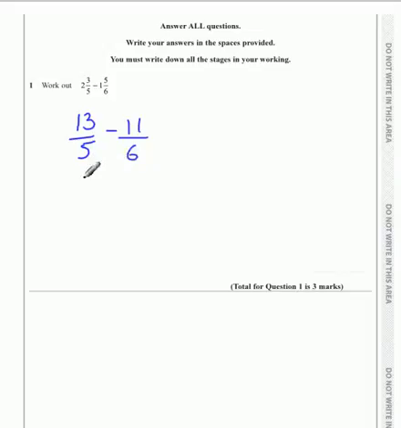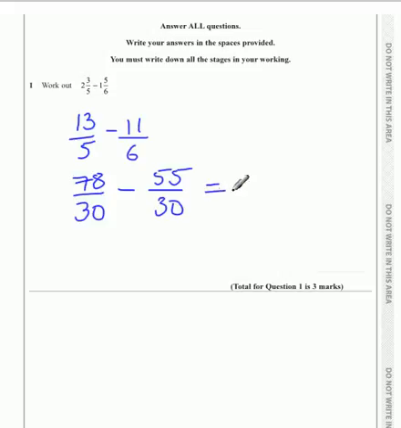Next thing we need to do is get our denominators the same, so that's the number on the bottom. 5 and 6 both go to 30, because if we multiply them together, we get 30. So we're going to have something over 30, take away something over 30 to get our answer. So this first fraction, we've times that by 6 to get the 30, so we need to do 13 times by 6. We know that 10 times 6 is 60, 3 times 6 is 18, adding those together gives us 78, and then 5 times 11 is 55.